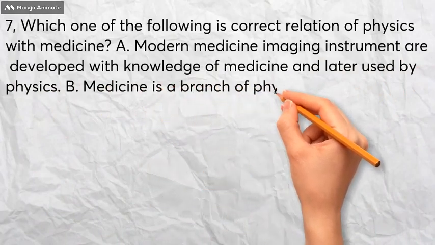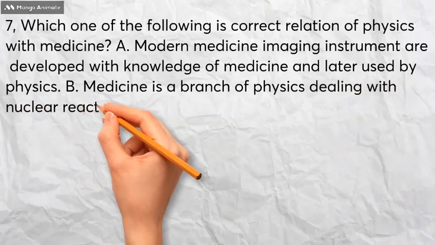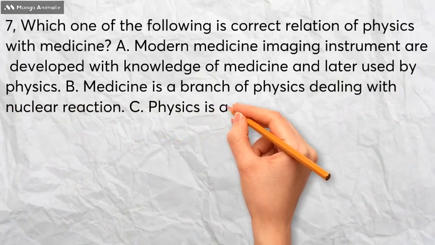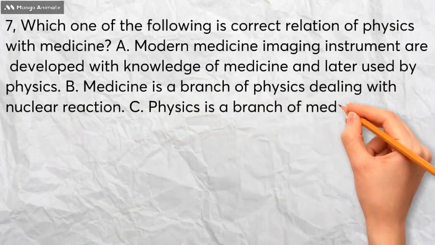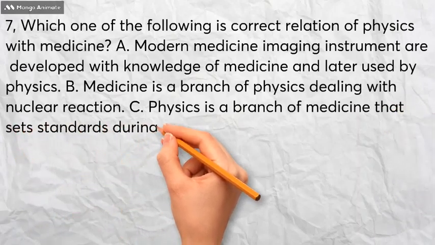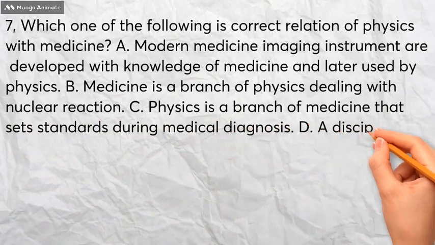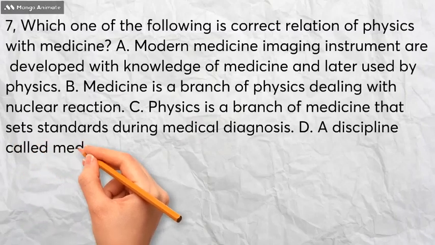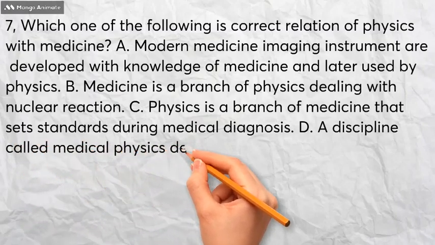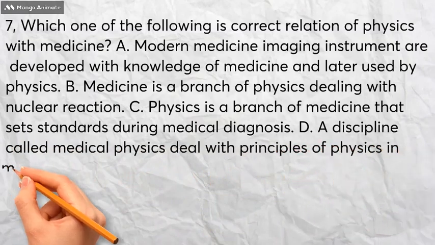The correct answer is D. A discipline called medical physics deals with principles of physics in medical diagnosis. Explanation. Medical physics is a recognized field that applies physics concepts and techniques to medicine, particularly in areas like medical imaging, e.g. MRI, X-rays, radiation therapy, and diagnostic equipment. The other options are incorrect or misleading in how they describe the relationship.